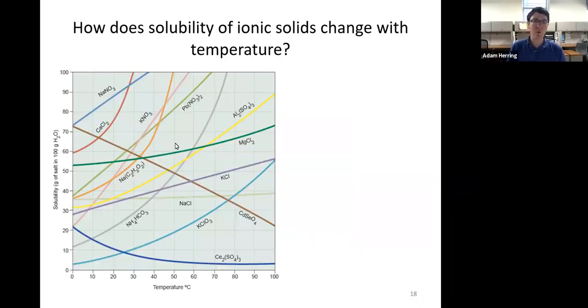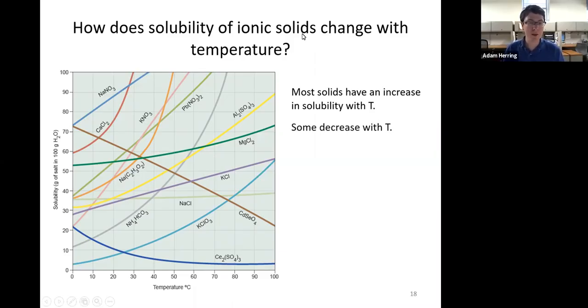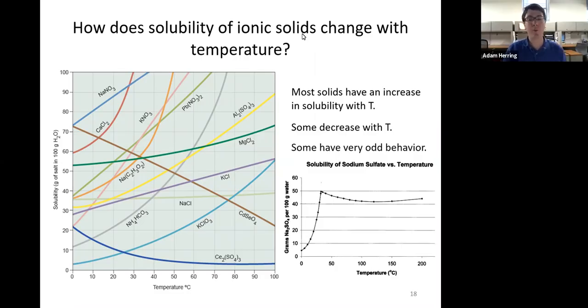Now, for solids, we see that it's not quite as easy, not quite as cut and dry. Take a look at this graph, which plots the solubility of various salts as a function of temperature when they're dissolved in water. What do you notice? Well, you should notice that for some solids, their solubility is going to increase with temperature. However, for a couple of them, the cadmium and the cerium solids, those decrease with temperature. Now, not on this graph, there are actually some solids, when dissolved in water, that have very odd behavior.